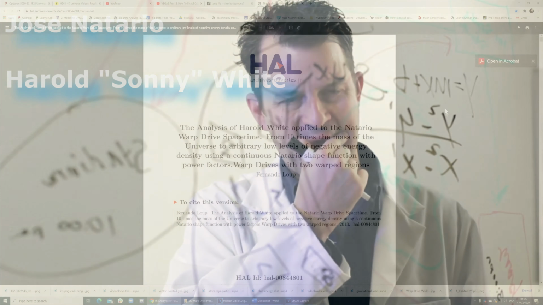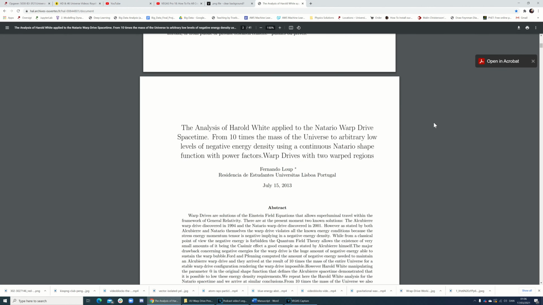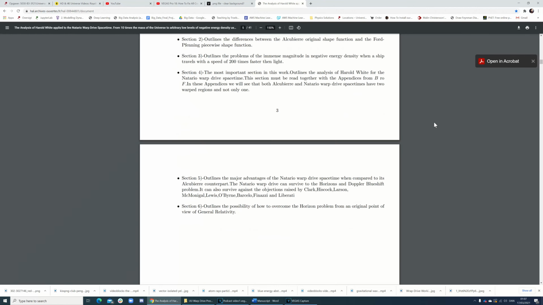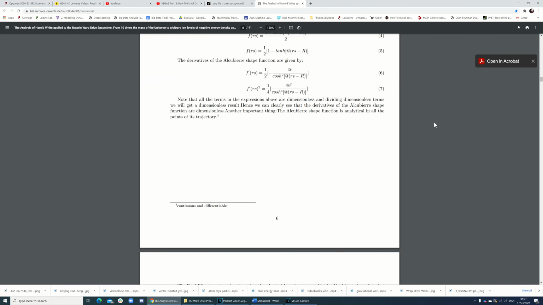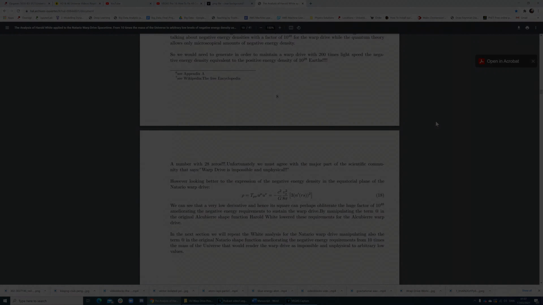They found out that by manipulating the shape of this warp bubble, you can reduce the amount of negative mass needed down to arbitrarily low levels. This means that we may only need a minuscule amount of negative mass in order to make an actually functioning warp drive a reality.